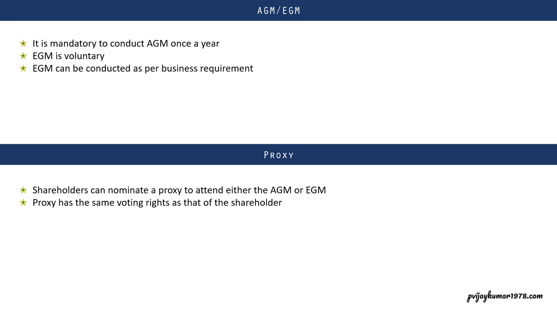Proxy. All shareholders will be intimated well in advance to attend the AGM or EGM. However, sometimes shareholders might not be able to attend due to various reasons. In such a case, the shareholders can nominate a person to attend the meetings as their proxy. This is done by authorizing such proxy by filling a proxy nomination form and sending it to the company well in advance. The proxy shall have the same rights of participation and voting in the meetings which the original shareholders have.